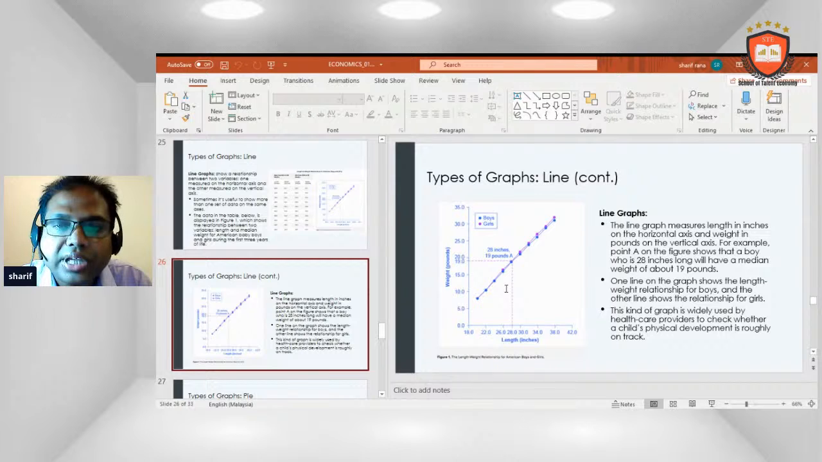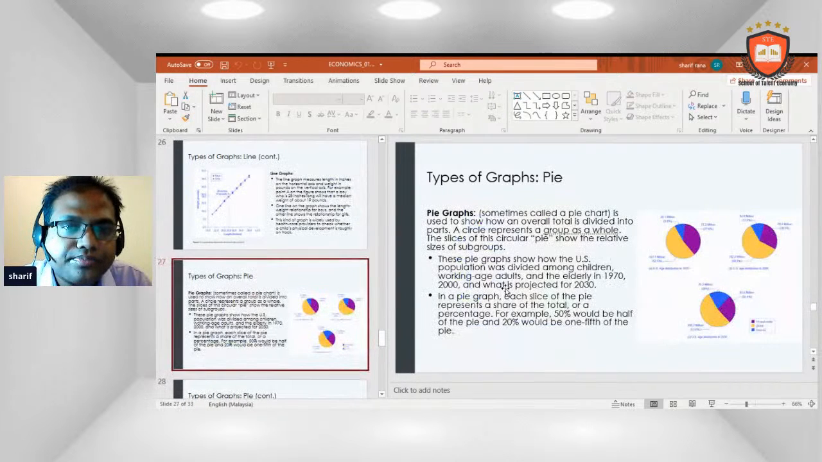One line in the graph shows the length-weight relationship for boys, and the other line shows the relationship for girls. This kind of graph is widely used by healthcare providers to check whether a child's physical development is roughly on track.